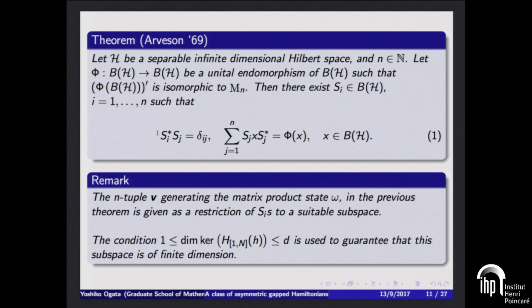But here is some remark about that. The n-tuple V generating the matrix product state omega in the previous theorem is given as a restriction of the S_i's to a suitable subspace. And there was this strange condition, right? This condition is about the kernel of the local Hamiltonian, and it is used to guarantee that this subspace is of finite dimension. So that's how these V's have popped up.